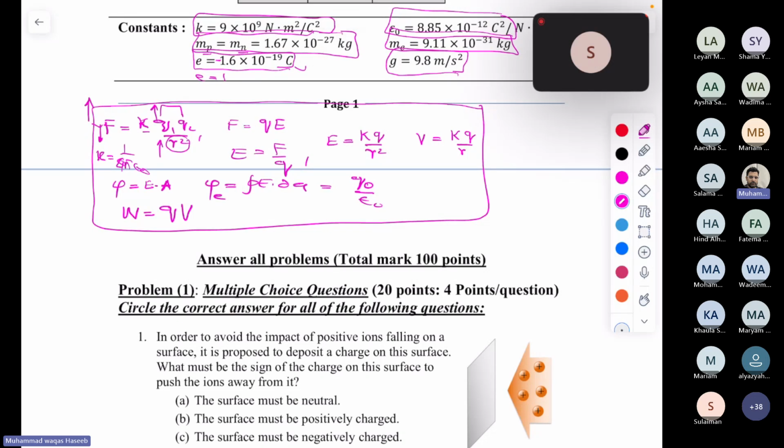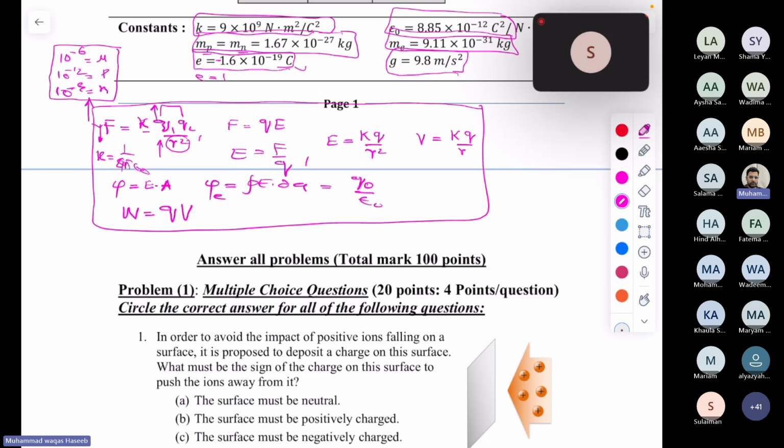Okay, there are some prefixes that are mostly used in the electricity and magnetism course: 10 raised to the power minus 6 is micro, 10 raised to the power minus 12 is pico, and 10 raised to the power minus 9 is nano. So these are the prefixes that are frequently used.